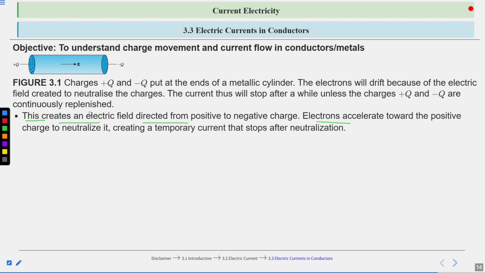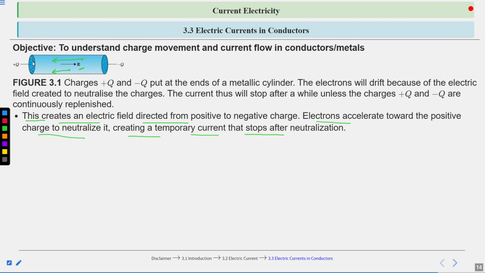Electrons accelerate towards the positive charge. So electrons present in this conductor will accelerate towards the positive charge in the direction opposite to this electric field to neutralize it. So they will move towards the positive charge to neutralize this charge, creating a temporary current that stops after neutralization. So the movement of these electrons towards this positive charge will create a current, but this current is temporary. Okay, it will stop when these charges are neutralized.